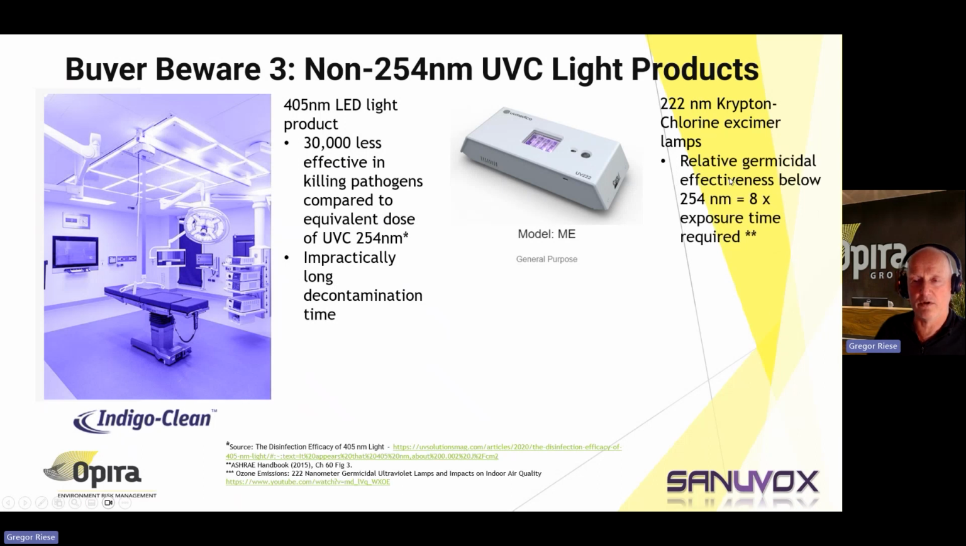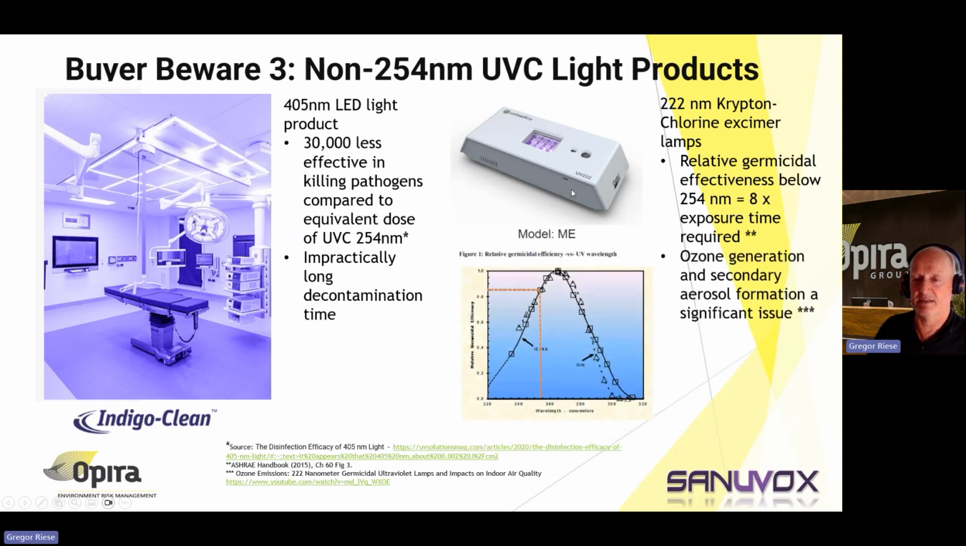It's called krypton chlorine excimer lamps. They're much more germicidally effective than 405, but less so than 254, with only 8 times more exposure required. But these have been marketed as lamps that can be installed in occupied areas, and a recent study has shown that there's a real risk of ozone generation and formation of secondary aerosols in these occupied areas. So the jury's still out on the efficacy and safety of these lamps, but you can go and buy them online now.